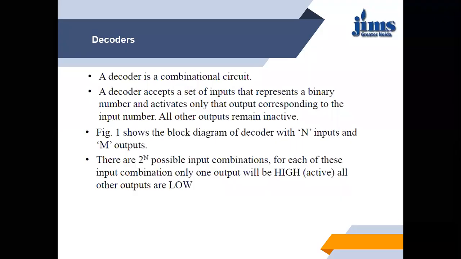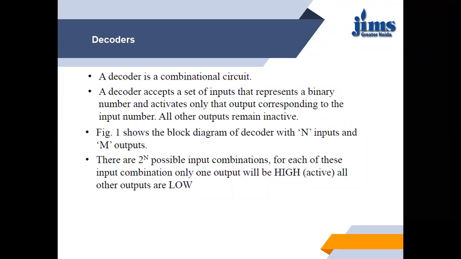Now in the figure we will show that a decoder in general has n number of inputs and m number of outputs, and the relation between m and n is that m equals 2 raised to the power n, because with the n input combination we have 2 raised to the power n possible combinations, and for each of these input combinations only one output will be high, and high is considered as active and all other outputs are low.